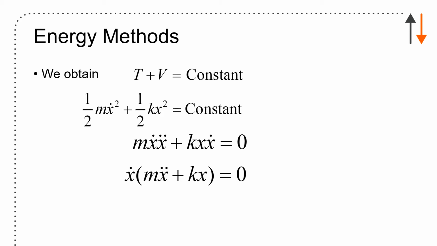You have 1/2 m x dot squared plus 1/2 kx squared. I can take the derivative of this with respect to time, and I end up with m x dot x double dot plus kx x dot equals 0. And I end up with x dot times (m x double dot plus kx) equals 0. Now the trivial solution, of course, is x dot equal to 0. We're going to ignore that.